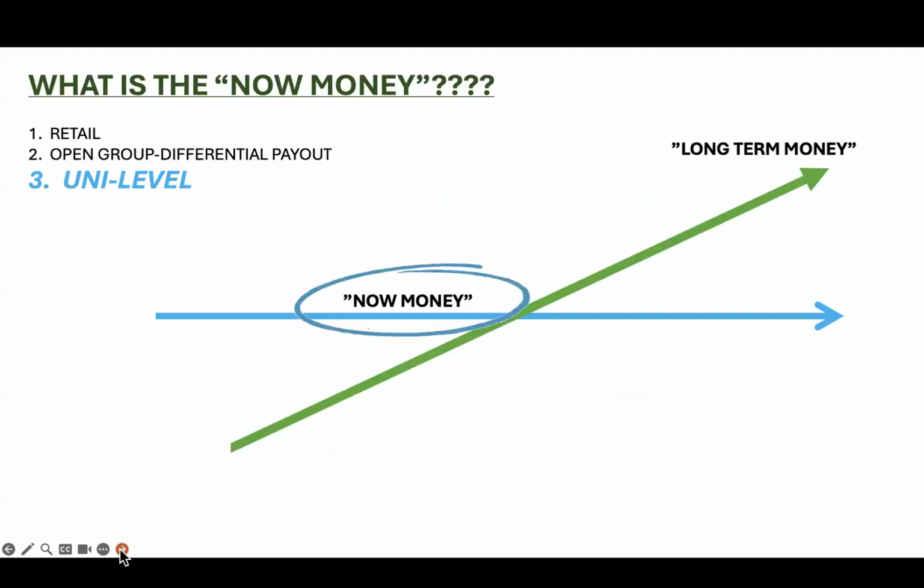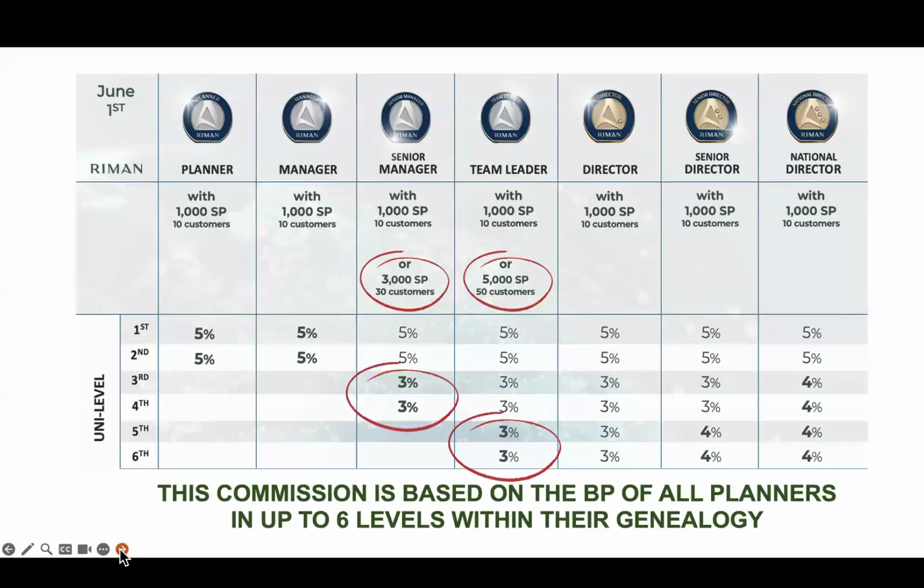Okay. Now, the third part of the now money. So what is the now money? The uni level. Okay. Now, uni level is a very unique way to get paid. I would say pretty much every billion-dollar company has some sort of a uni level element in our industry, right? So it's very simple, right?